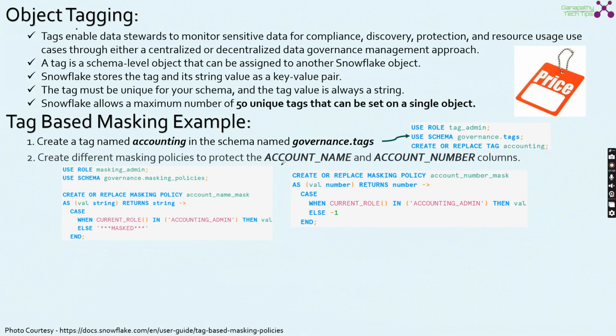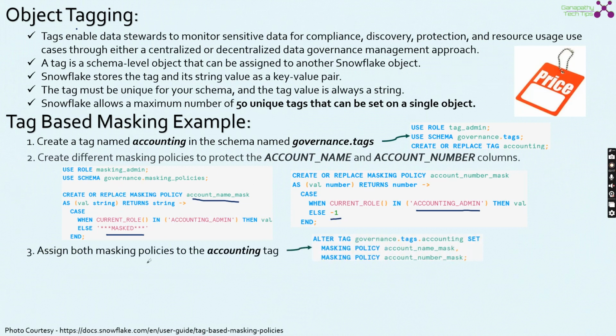Second step, we create different masking policies. Here we are creating masking policies to protect the account name and the account number columns. This is one masking policy which does the account name mask. Here, if the current role is account admin, then it returns the value, else it will return masked as the value. Similarly, if the current role is account admin, then return the value, else it will return the account number as -1. These are the masking policies, which is very evident. You are already aware of this.